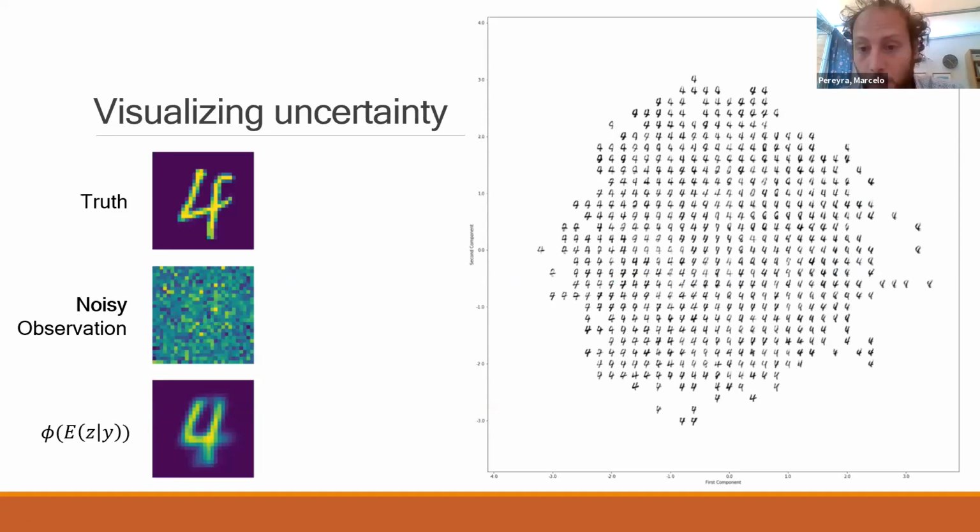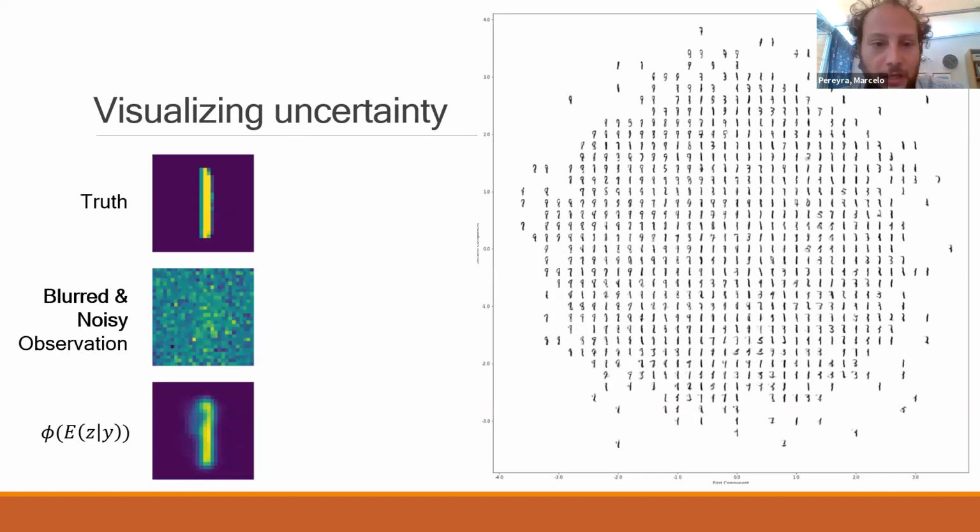I won't talk more about this because of lack of time, but the more your problem is ill-posed, the more you see variability in your solutions. So this is a way in which you can visualize uncertainty.